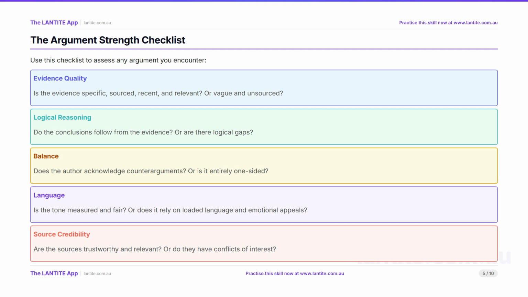Third, balance. Does the author acknowledge counter-arguments, or is it entirely one-sided? Fourth, language. Is the tone measured and fair, or does it rely heavily on loaded words and emotional appeals? And fifth, source credibility. Are the sources trustworthy and relevant, or do they have obvious conflicts of interest? The strong argument scores well on all 5. A weak argument typically fails on multiple counts.